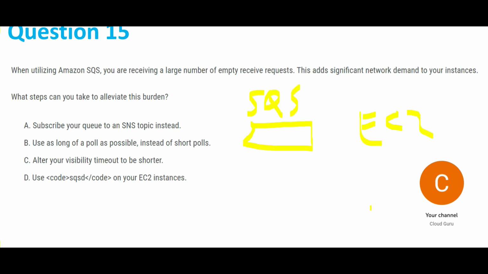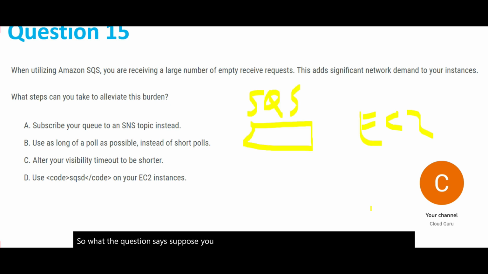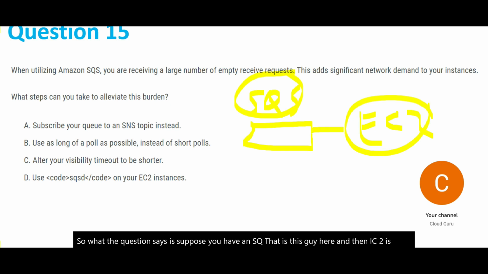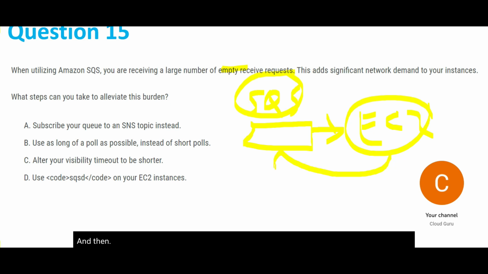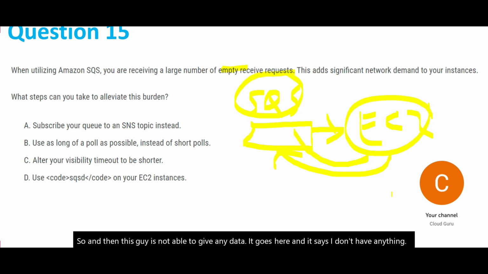What the question says is, suppose you have an SQS queue, that is this guy here, and then EC2 is trying to consume whatever is there in this queue. It is trying to put a pull request to SQS, and what happens is there is a large number of empty receive requests. Like this guy here says, hey, give me some data, and this guy is not able to give any data. It goes here and says I don't have anything. So why does it happen? How to alleviate this?